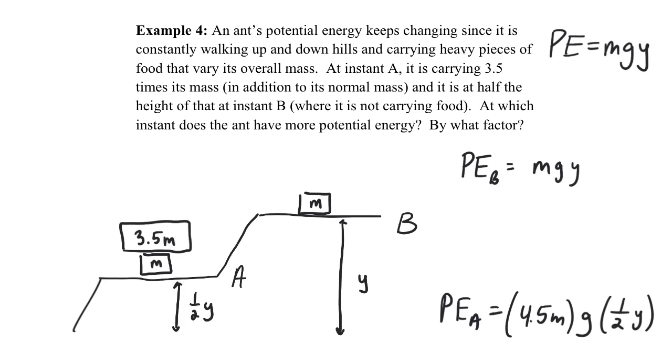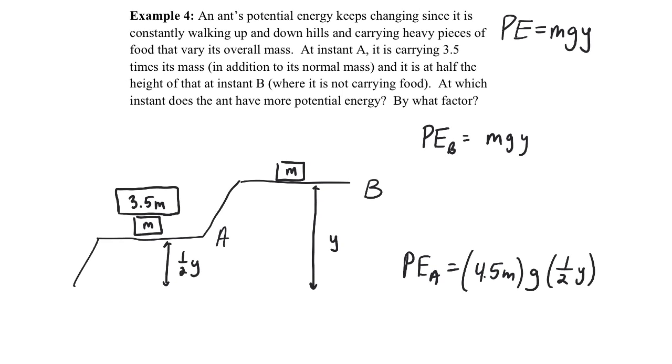What does this coefficient become? If I take 4.5, remember, multiplication is associative and commutative. So I can drop all these parentheses. I can reorder this and put the 1/2 in front. Everybody understand what I'm saying there? Multiplication, I can change the order. So half of 4.5 is what value? What is half of 4.5? 2.25. So the potential energy at location A is 2.25 mgy, while the potential energy at location B is just mgy.